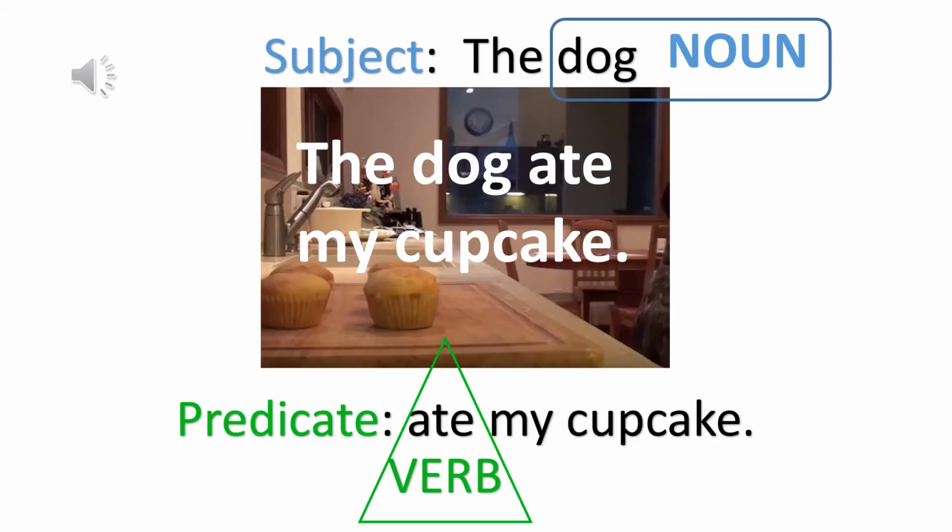When we put nouns and verbs together, we can make a sentence. Remember, a sentence has two parts, the subject, which is often a noun, and a predicate, which begins with a verb. So in this sentence, the dog ate my cupcake. The subject is dog, which is a noun, and the predicate begins with the word ate, which is a verb.